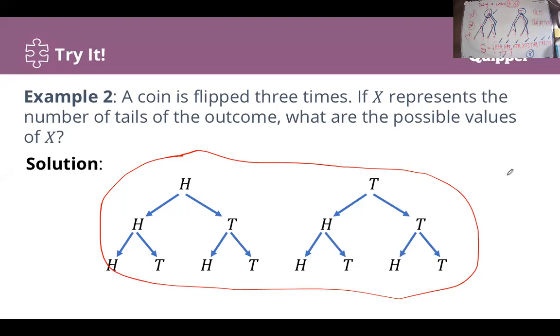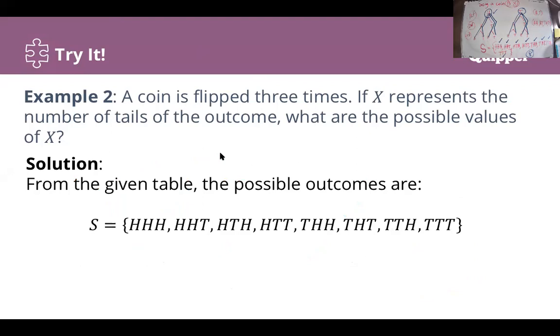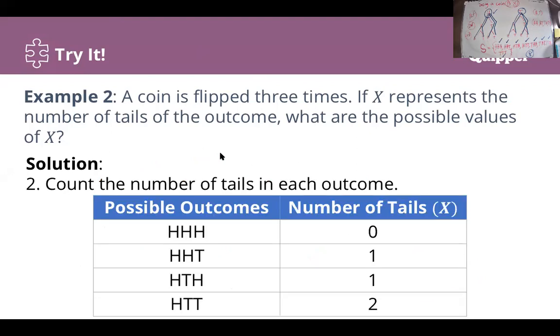Ayan. So ang question kanina is, what are the possible values of x? So ang possible values ng x is HHH, HHT, HTH, HTT, THH, THT, TTH, and TTT. Those are the possible values of x kapag nag-toss tayo ng coin 3 times. Okay? So these are the values of x. Now, if those are the possible values, let us count each.